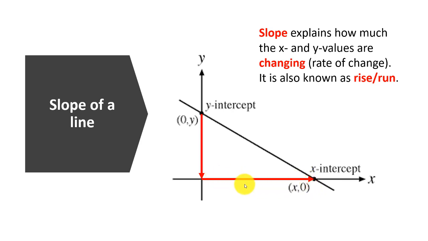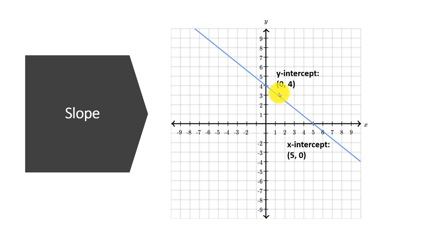Think of a number line. If you go to the right, it's positive. This is what we call a negative slope. Let's do another example. So here we can see the y-intercept is 4, the x-intercept is 5, and again, this is going to have a negative slope.